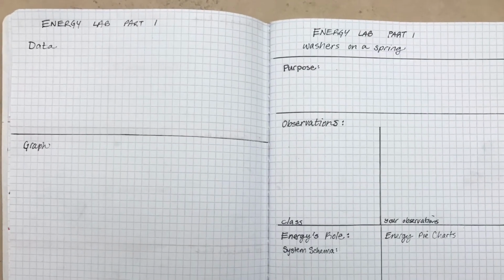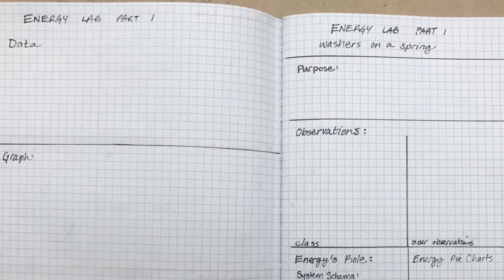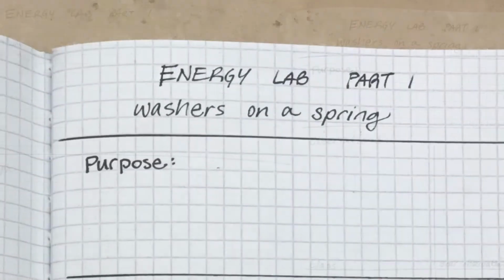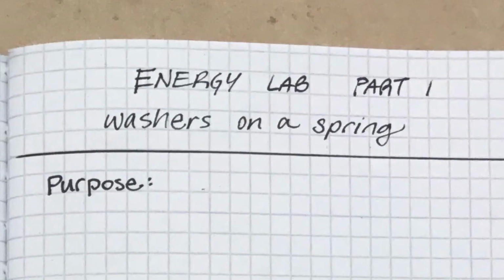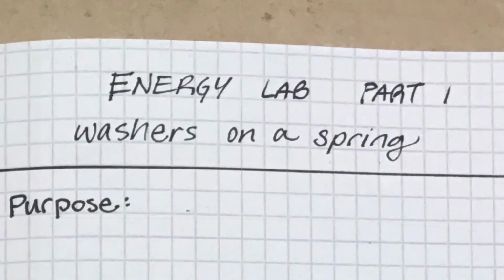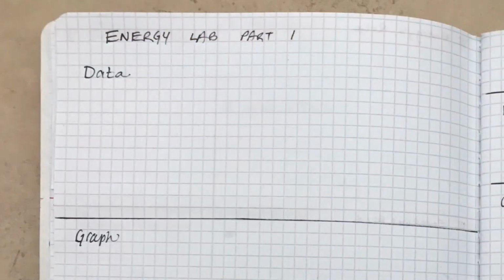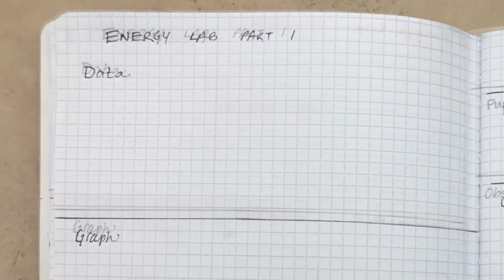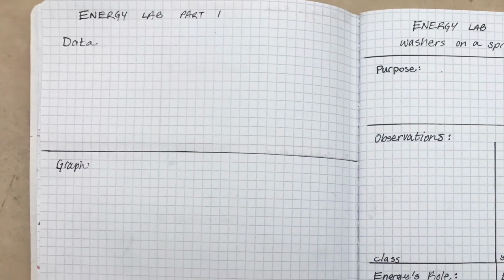You'll be getting your lab journal ready. You'll need 2 pages, a left side and a right side available. Label it Energy Lab Part 1, Washers on a Spring. On the left-hand side, you'll just need some room for your data tables and a graph. Leave more room for the graph.